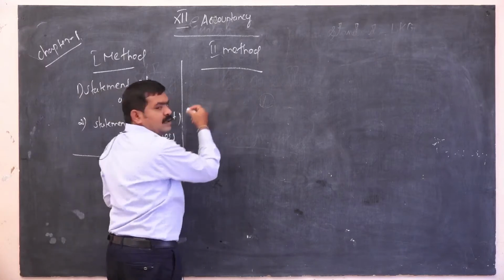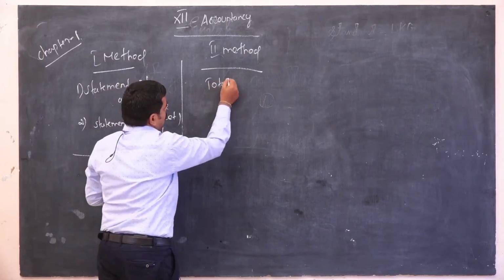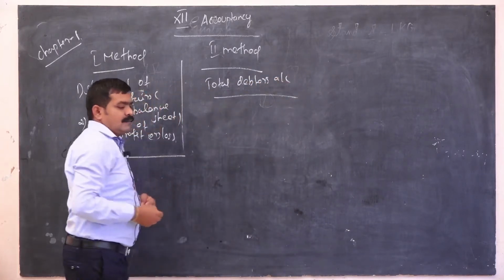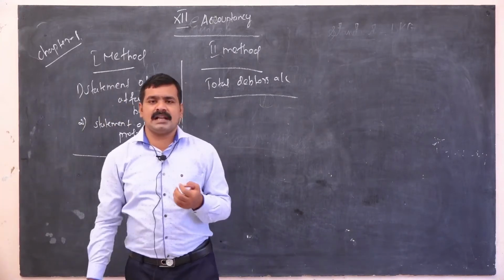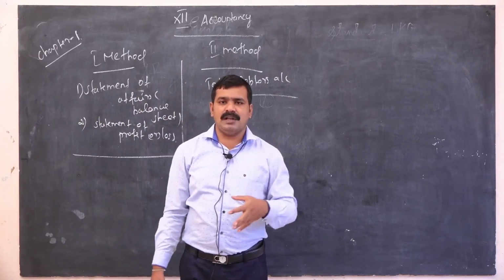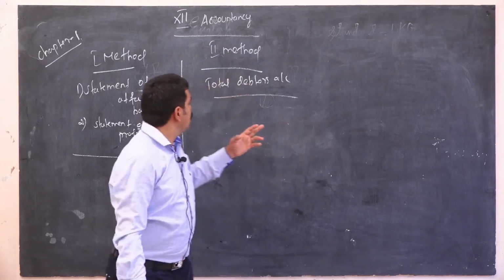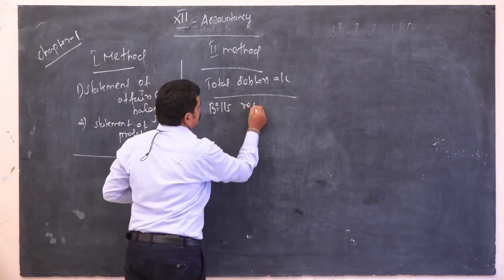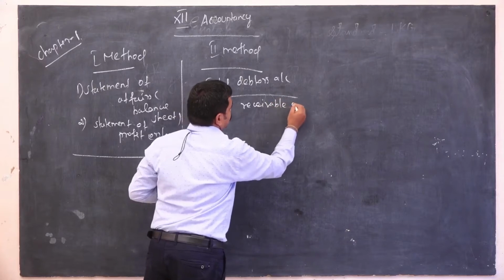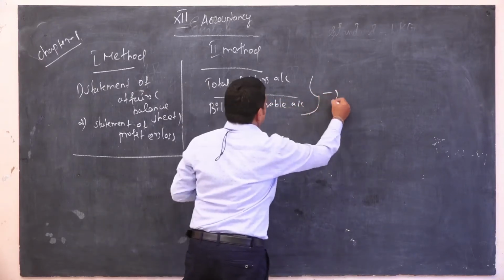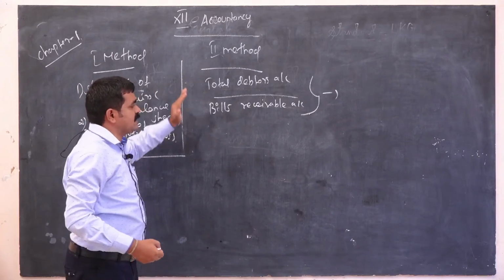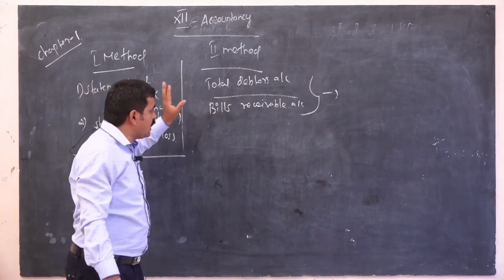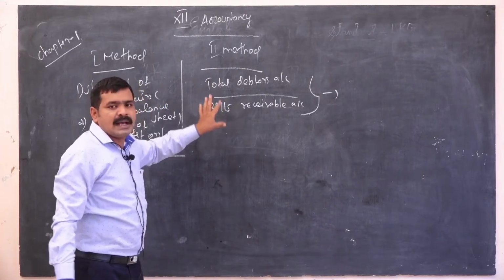The second one is the total debtors account. Because we don't know the correct balance sheet, correct expenses, or correct creditors in your company, we have to find out the total debtors and then the bills receivable account. Both are friends, the same concept. If you are going to calculate total debtors, first you have to calculate bills receivable. Then only you will know the correct data.